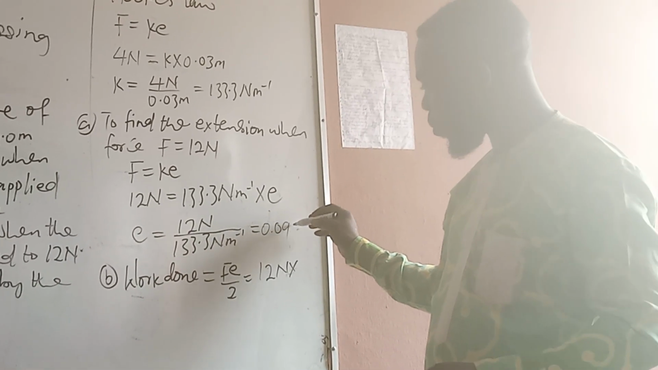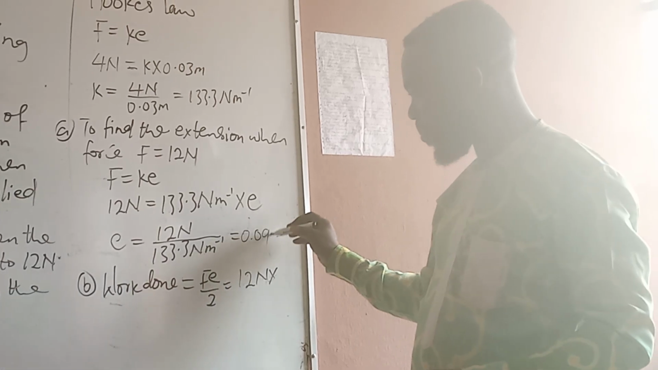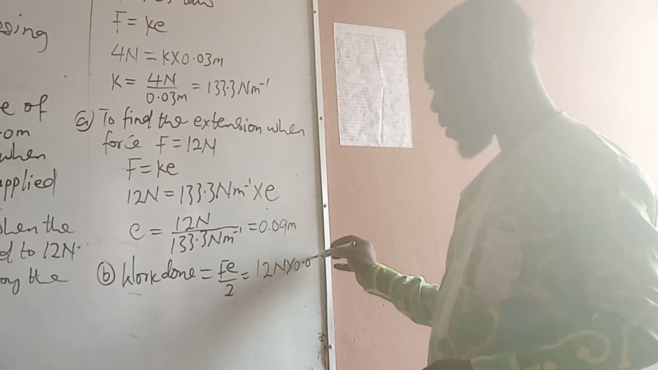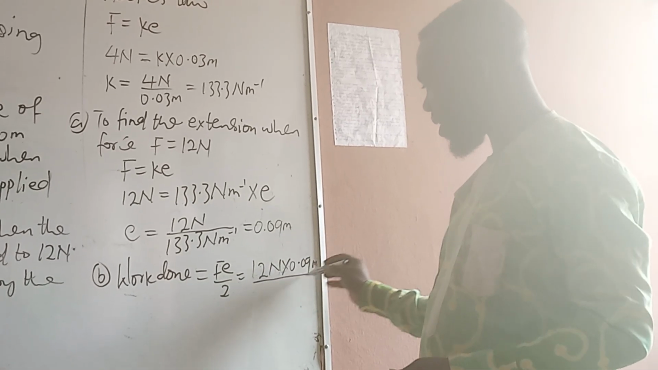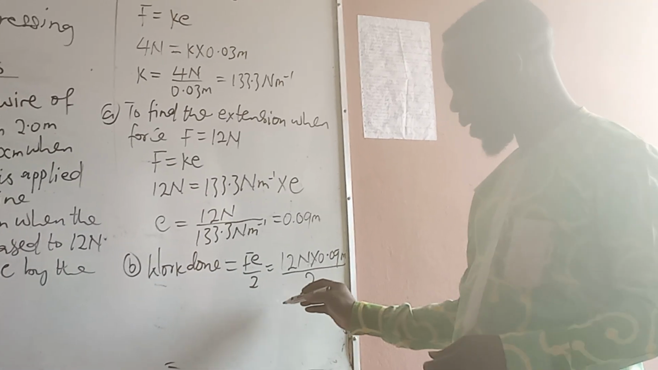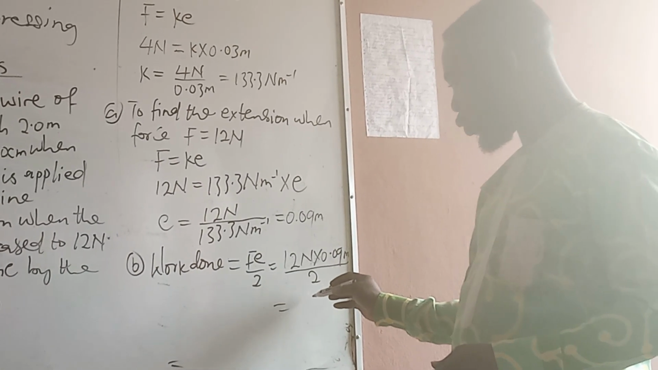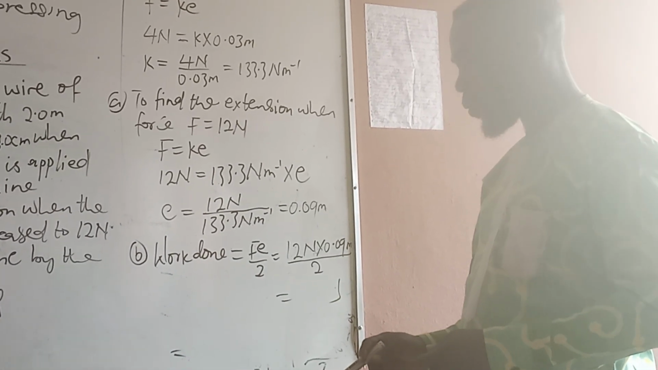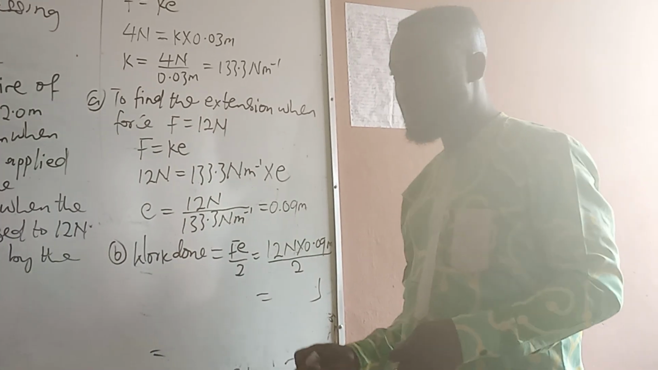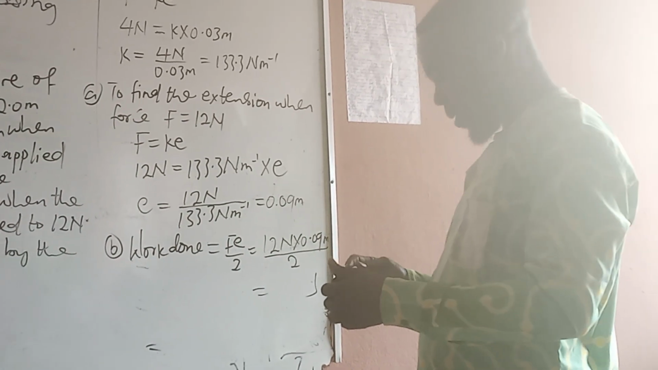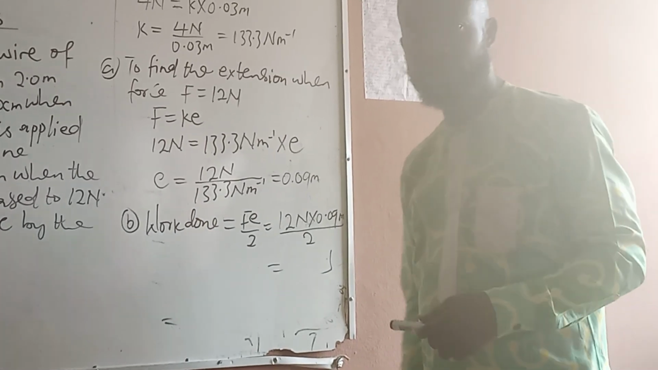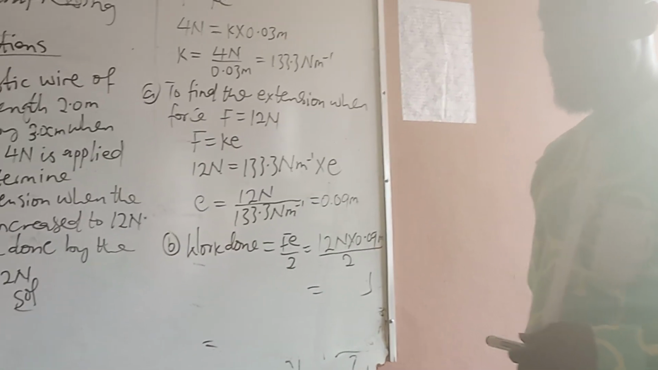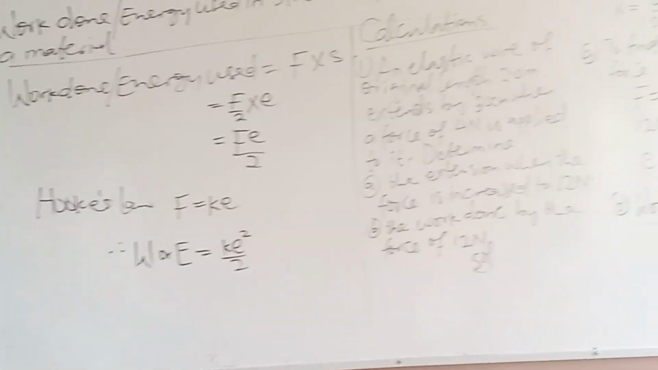That gives you 0.09. That's what it gives you in meter. So here you write 0.09 meter divided by 2. It gives you the work done in joule. That gives you 0.63 in joule. That is it. Take a look at that before we do another example.